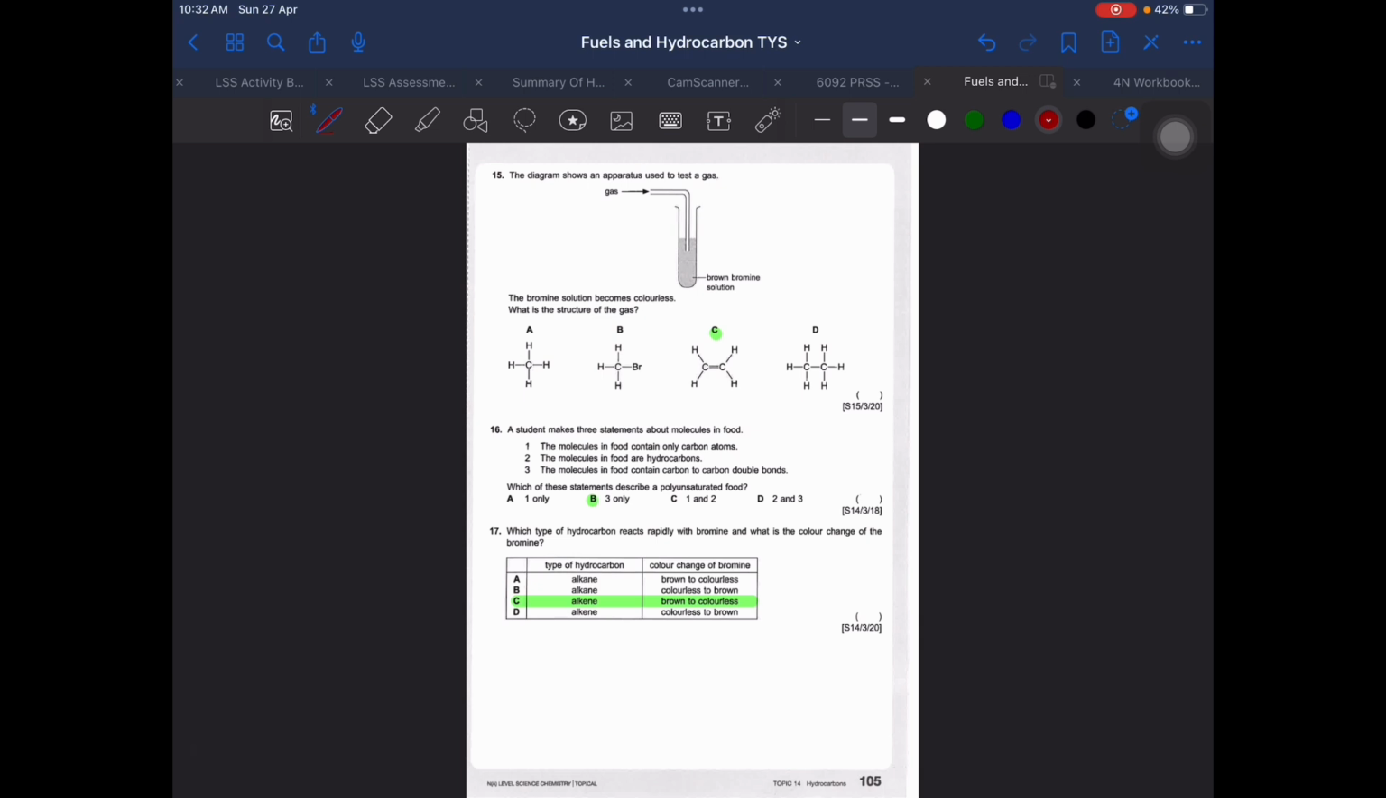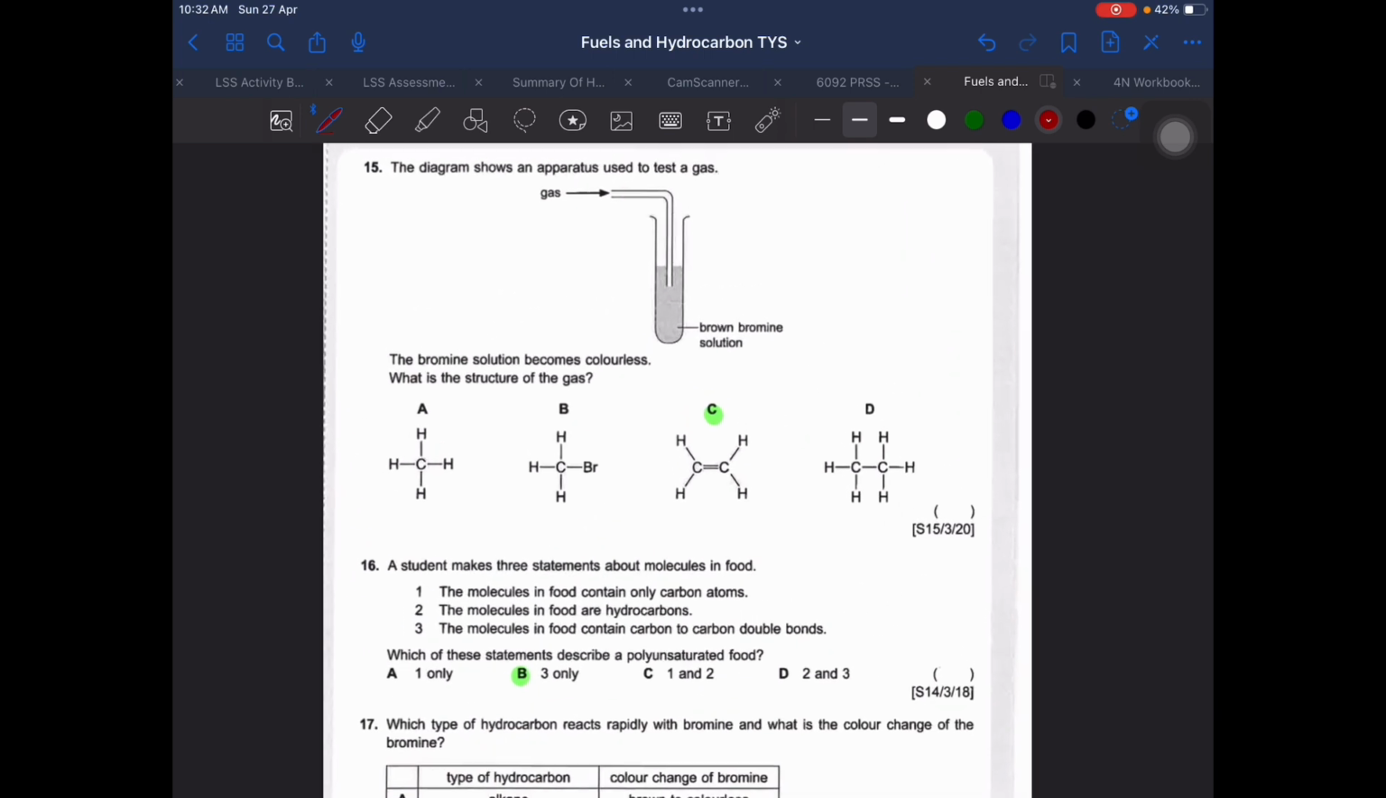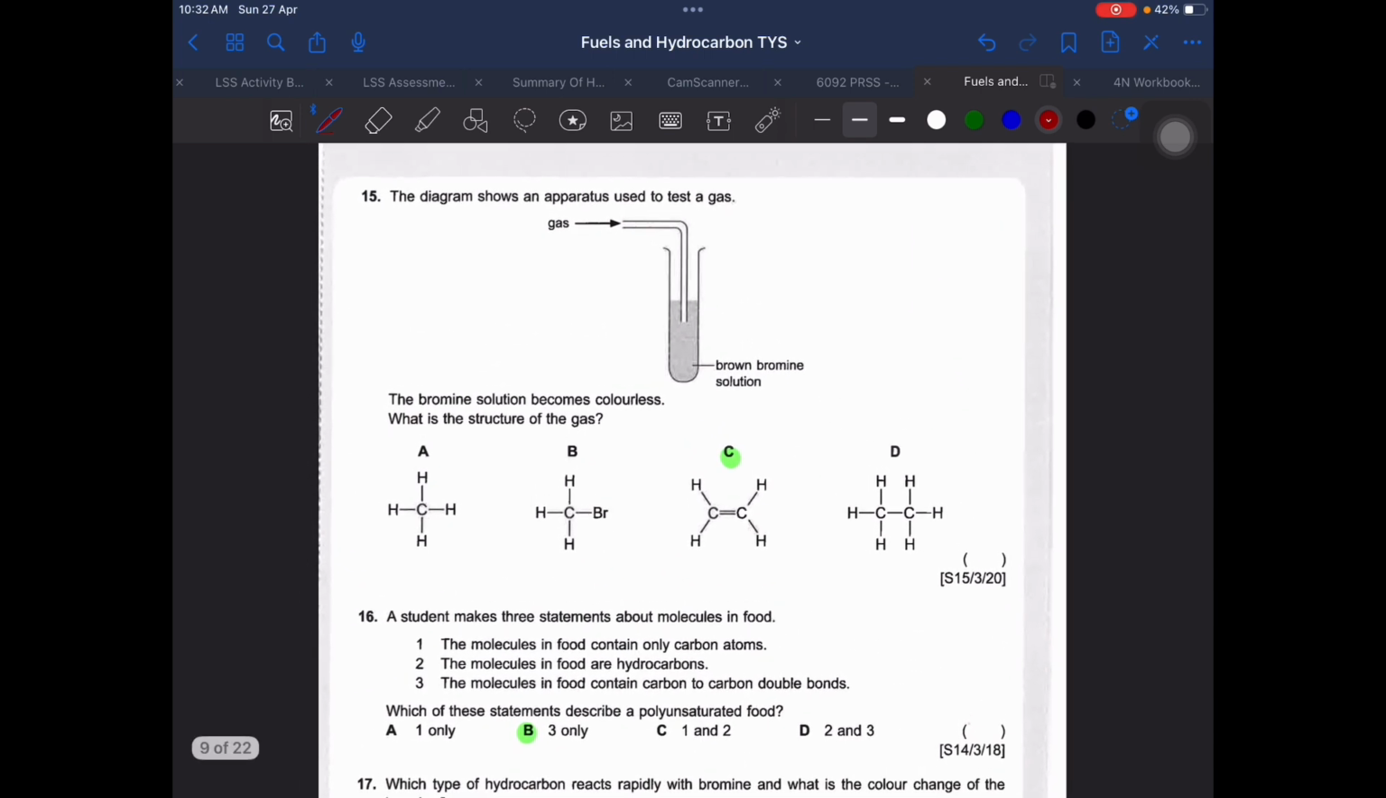Next, the last page of questions. For this one, I will talk about question 15 and 16 to close off the MCQ portion before we move on to structured. Right. So for question 15, if you read the question, you know that there's a gas that enters into bromine, and then the bromine becomes colorless. If you recall this part, this will mean that there's a reaction, right? So what can cause bromine to react and become colorless? Is it because of alkane, or is it because of alkene?